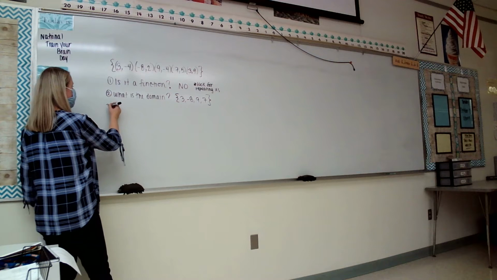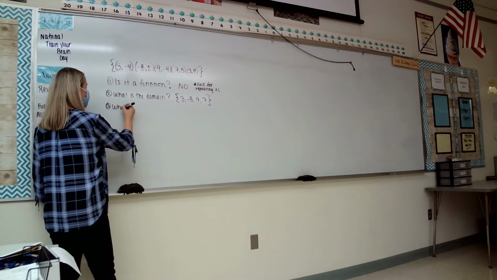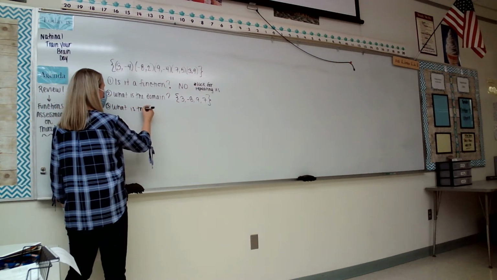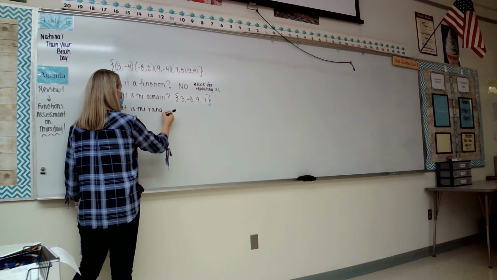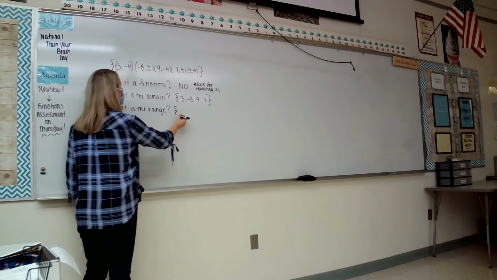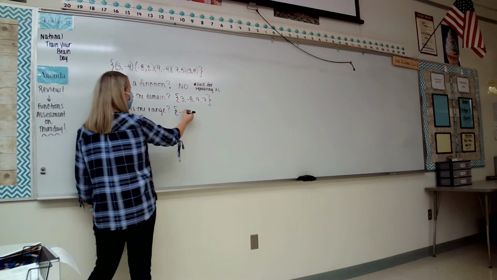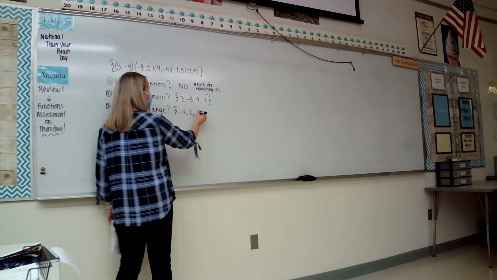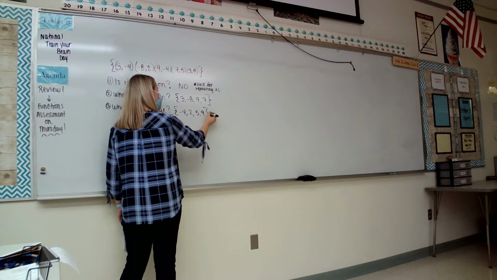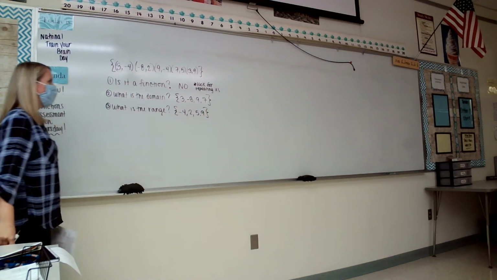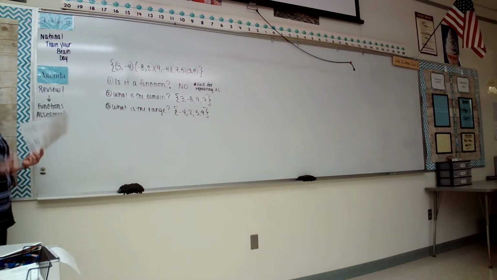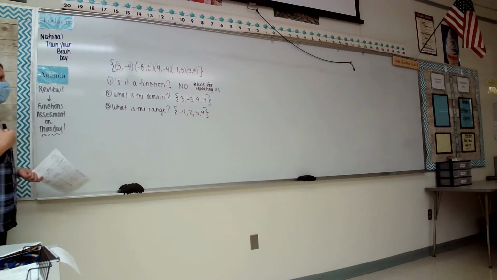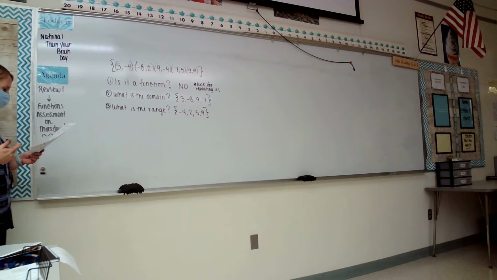If I said what is the range, you would just list the y values. So I just go through -4, 2. I don't need to list -4 twice. You just do it once, 5, 9. Okay, so those are just reminders of what domain and range mean. Domain is just the x values of that function, and the range is just the y values.